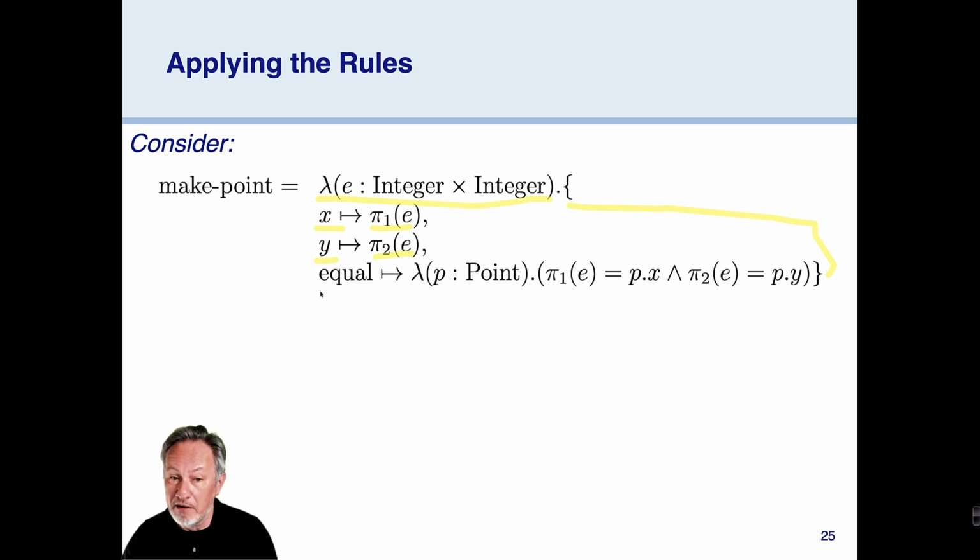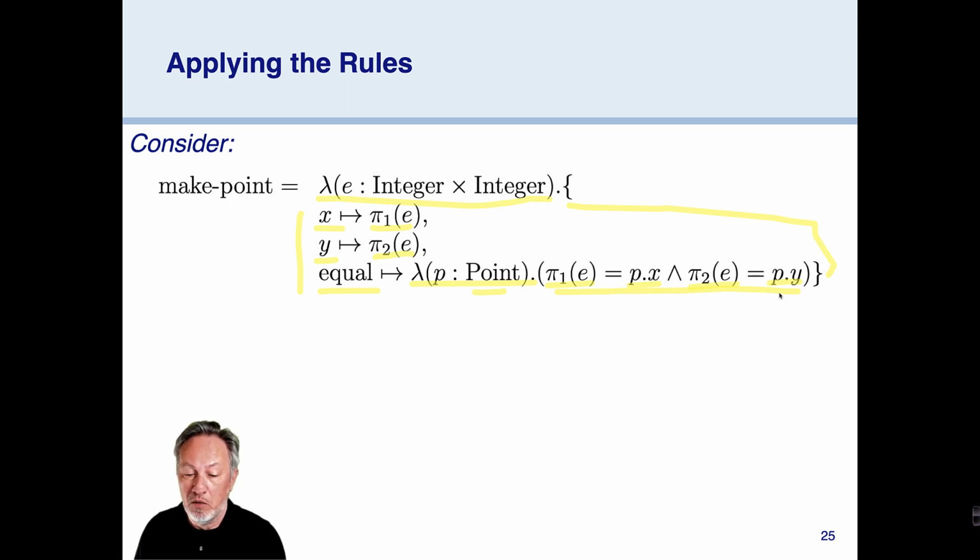And finally, there's going to be a method called equals. And that method is going to be a lambda, which takes as an argument an instance of the type point. Not of the type tuple, the type point. That's going to be the type of this guy, right? And how does the equality method work? Well, the equality method is going to see if my x value is the same as the x value of my argument, and my y value is going to be the same as the y value of my argument. So far so good. That looks good.